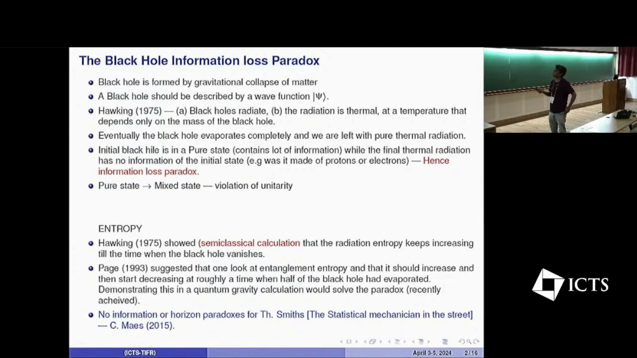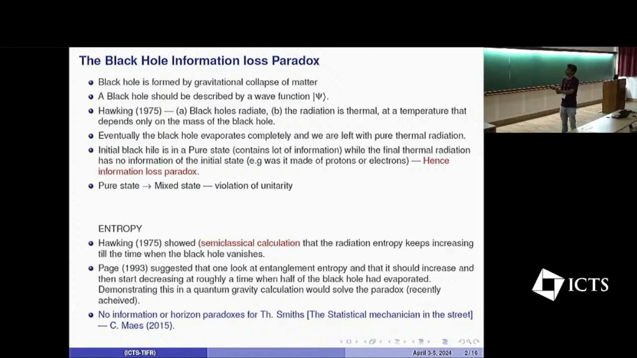Then the question is: initially the black hole is in a pure state. There's a lot of information of what it's made of, while the final state is pure radiation. So where is all the information gone? That's the information loss paradox. Another way of saying it is that you started with a pure state and you end up with a mixed state, so it looks like there's a violation of unitarity. In all this, entropy plays an important role.